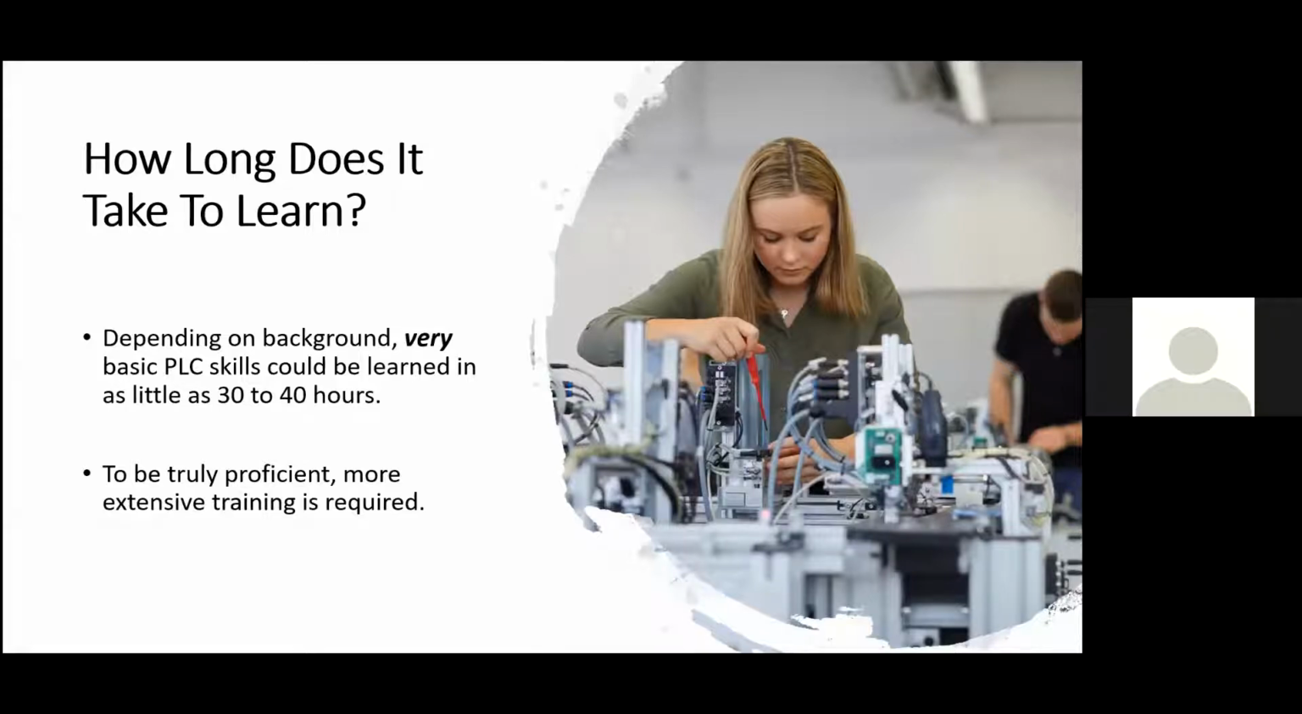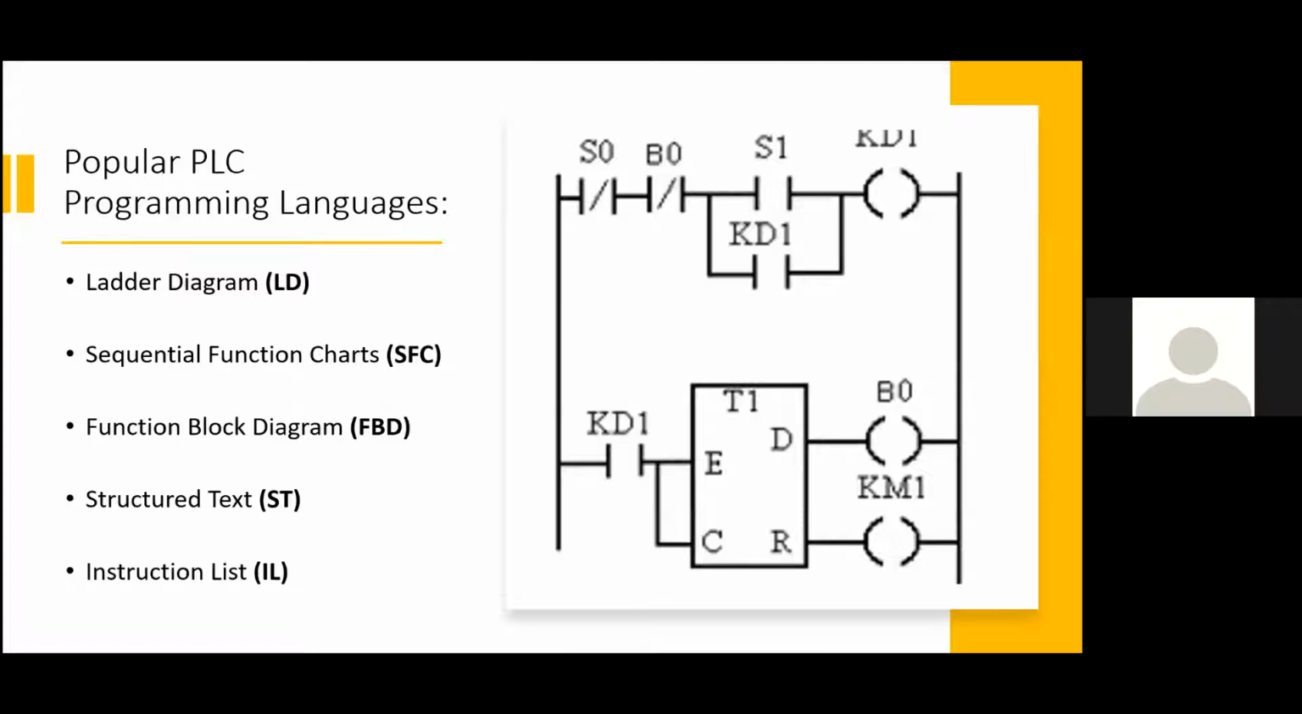Well, depending on a student's background and experience, very basic PLC programming skills can be learned in as little as 30 to 40 hours of training. Of course, to become truly proficient in all 5 of the most widely used PLC programming languages, which you see listed on the screen now, as well as learning how to efficiently troubleshoot and address errors and equipment breakdowns, of course, more time and more training would be required.